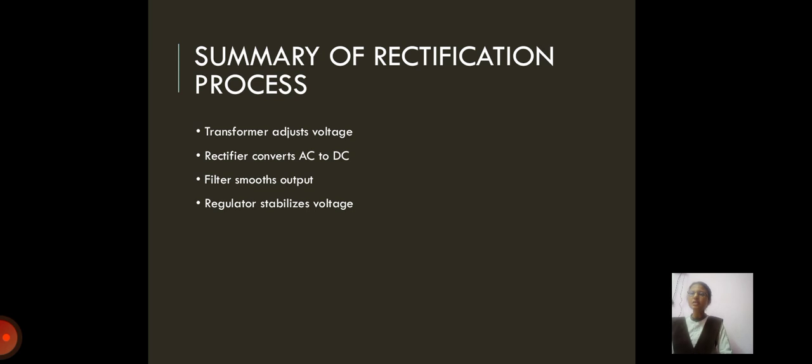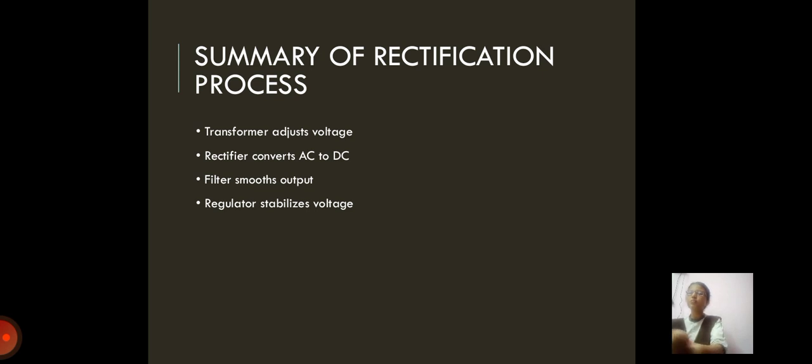In summary, the transformer adjusts the voltage, the rectifier converts AC to DC, and the filter smooths the output, because the output coming from the rectifier is not a direct DC. And the voltage regulator stabilizes the voltage, because after the filter there is still some voltage fluctuation, and gives us a stable DC voltage. Each step is very essential.